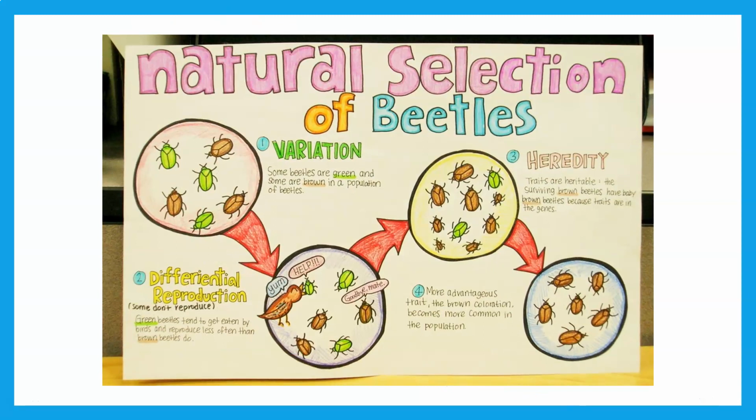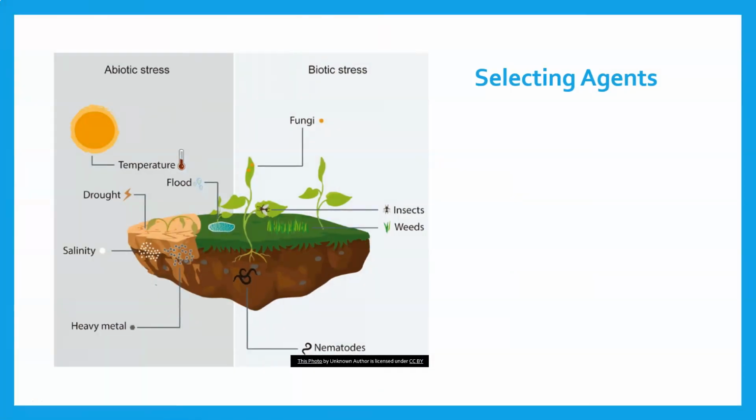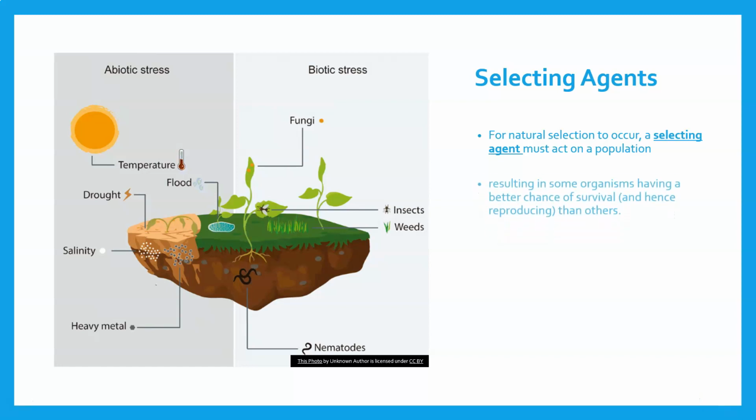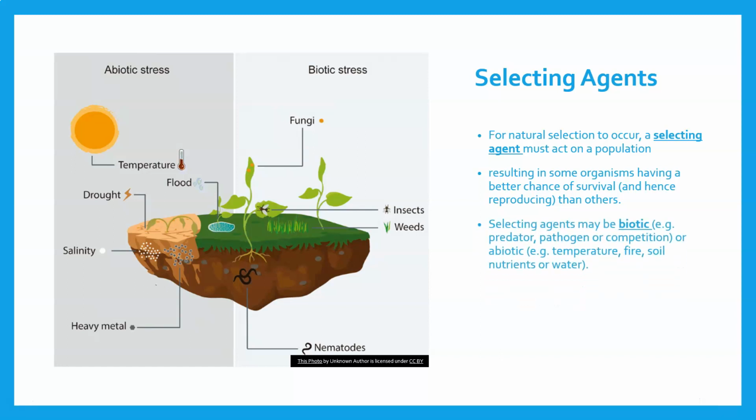Here we can see natural selection again in its steps in picture form. When we think of natural selection, we've got that step where we've got the variation, but then we've got that fitness, and this is what we're talking about. When we talk about selecting agents, in those pictures we looked at just now, it was a bird eating the green insects. So for natural selection to occur, there's a selection agent acting upon the population, and what that results in is some organisms having a better chance to survive, and therefore a better chance to reproduce.